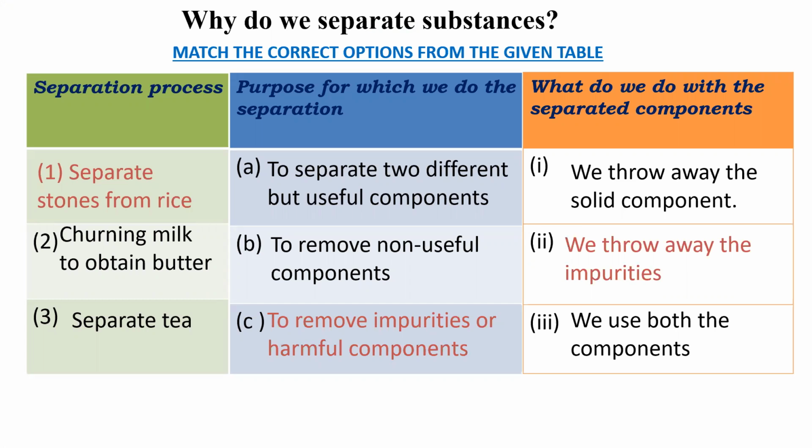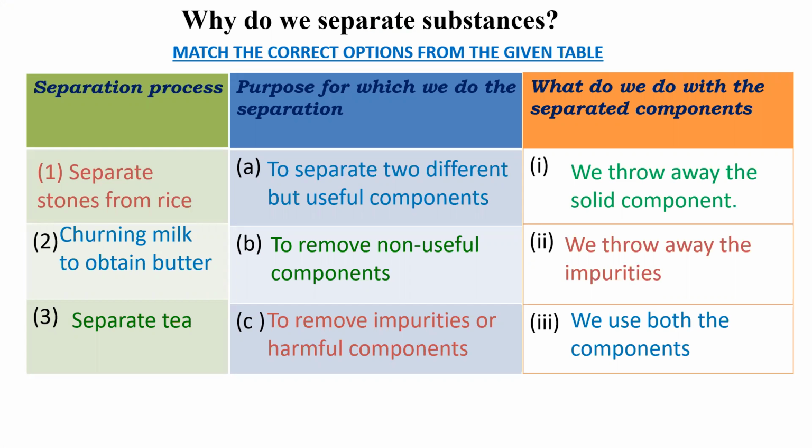Now, separation process: churning milk to obtain butter. For the second column, the answer will be to separate two different but useful components. And for the third column, we use both the components separately. And for the next one, second column, to remove non-useful components. And third column, we throw away the solid components.